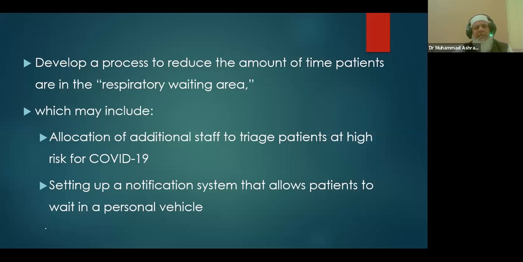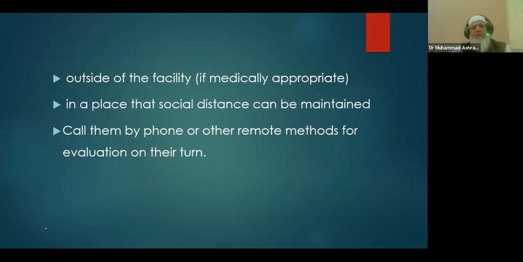Another thing is setting up a notification system that allows patients to wait in a personal vehicle. For example, they can go outside and stay in their own car, outside of the facility, if medically appropriate, in a place where social distance can be maintained. So it is not necessary that all the patients keep waiting in the respiratory waiting area. They can be advised that they can wait outside where social distance can be maintained, and they can wait in their car.